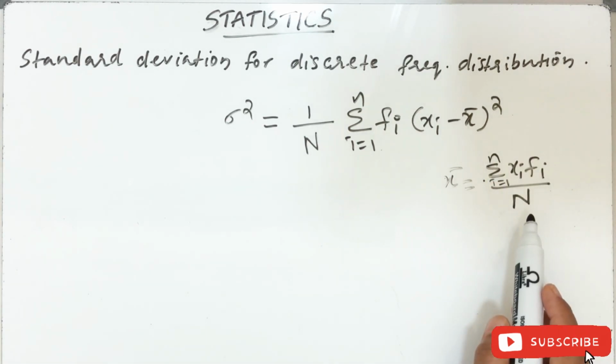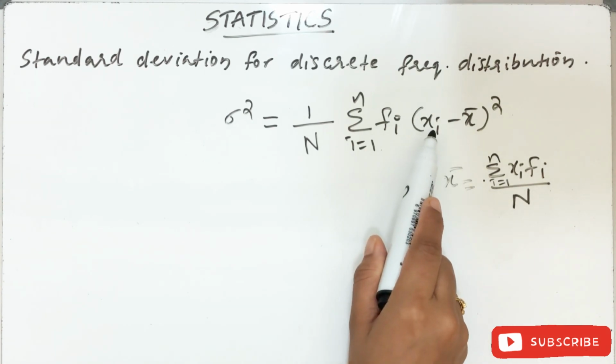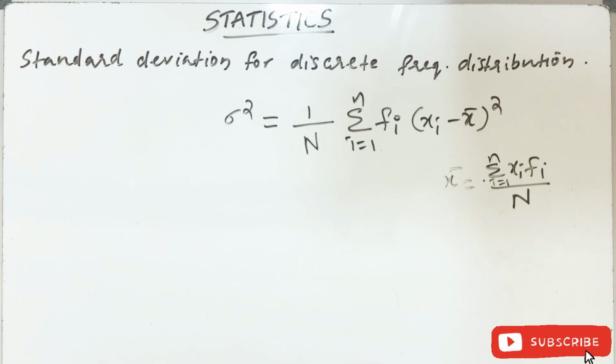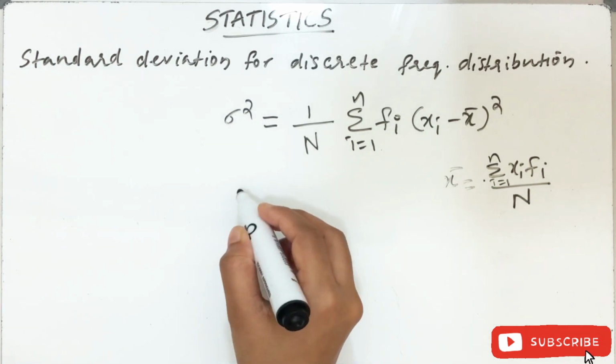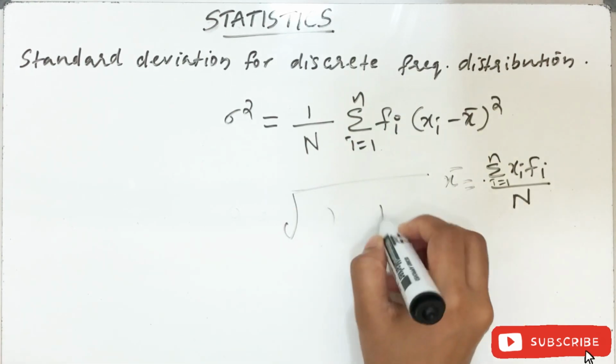And for continuous frequency distribution, same formula, there xi will become midpoint of each class interval. We can see example, then it will be clear. Then standard deviation, sigma is equal to square root of these values.